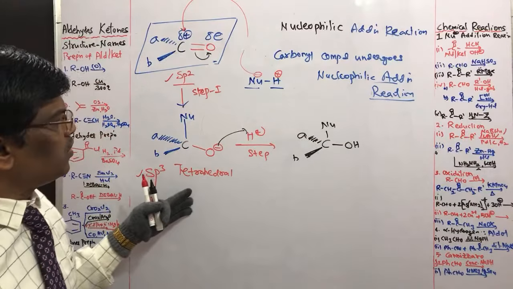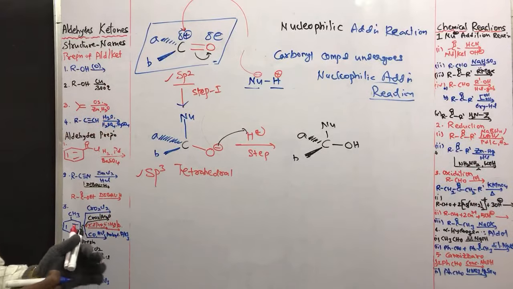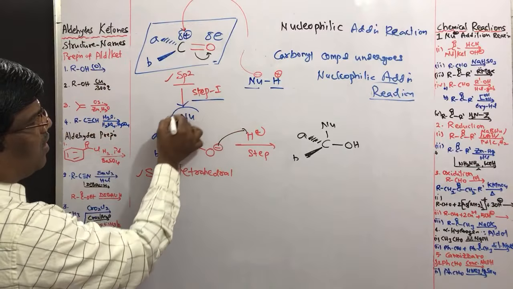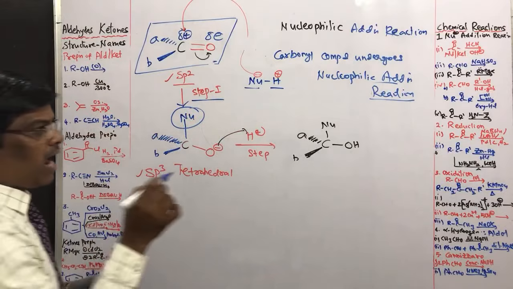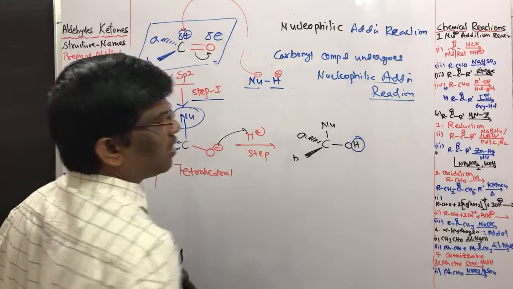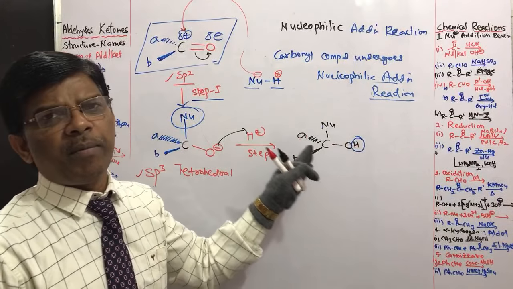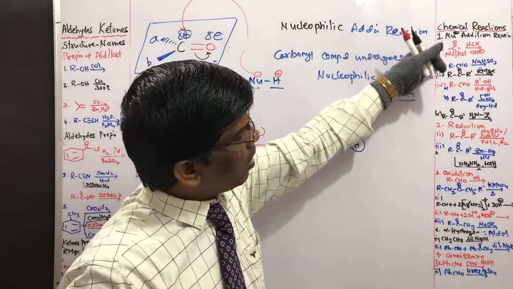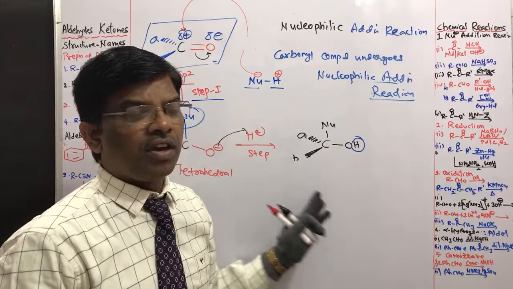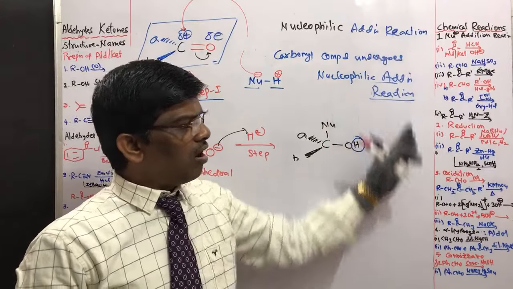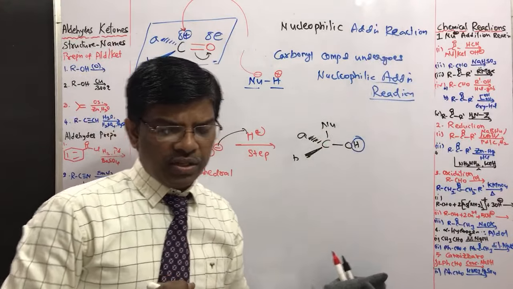Based on these nucleophilic addition reactions, what are the steps? The first step is addition of the nucleophile. First the nucleophile will be added, followed by hydrogen or an electrophile to oxygen. This is the common mechanism for all these reactions. If you are through with this, then the remaining mechanisms are very simple and easy to understand.